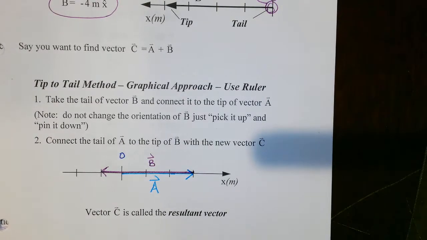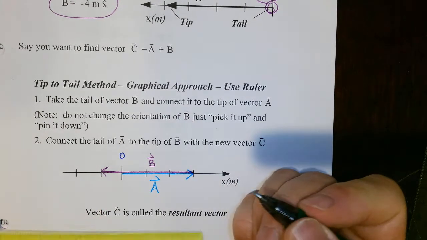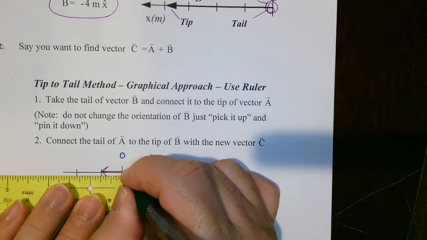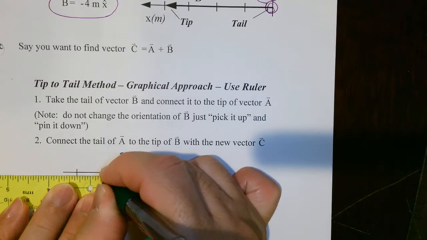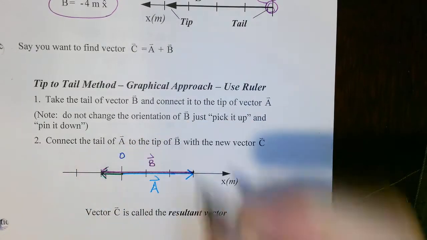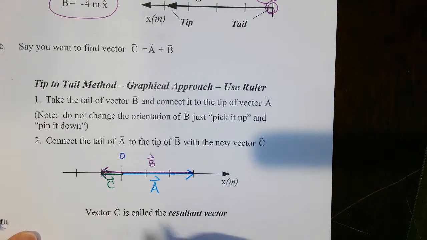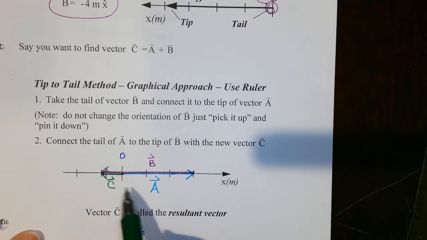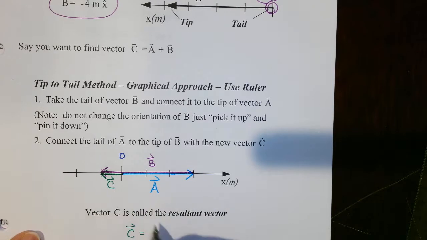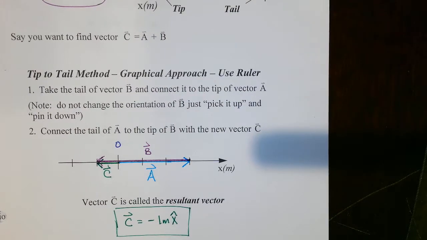Then my resultant vector will start from the origin where A started. So from the tail of A to the tip of the last vector that I'm adding, which is the tip of my B. That is my resultant vector C. The resultant vector C is obviously 1 meter in the negative x direction. So negative 1 meter x hat will be my resultant vector C.